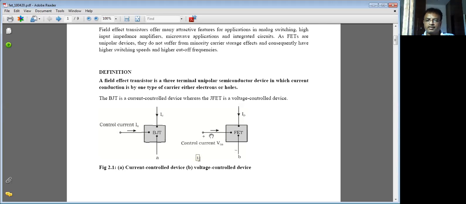IB is the control current. VGS is the control voltage. The voltage controls the output current. So FET is a voltage controlled device, and BJT is a current controlled device. The main difference: BJT is current controlled, FET is voltage controlled. Why? Because the FET output current is controlled by input voltage. In BJT, collector current is controlled by base current. BJT is bipolar, FET is unipolar. This is a little bit of introduction to the FET.